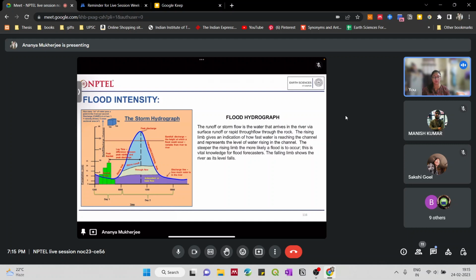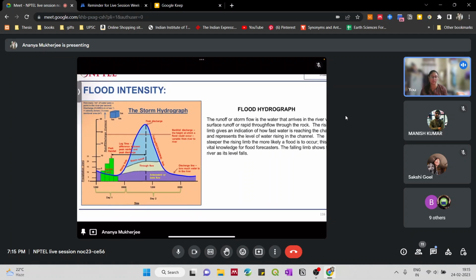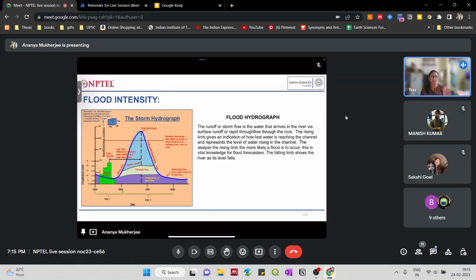Now this is a storm hydrograph, or you can also call it a flood hydrograph. This plot shows you the nature of the discharge with respect to time and the input of the precipitation or runoff. The runoff or storm flow is the water that arrives in the river via surface runoff.